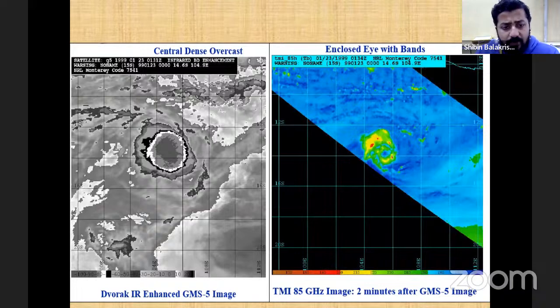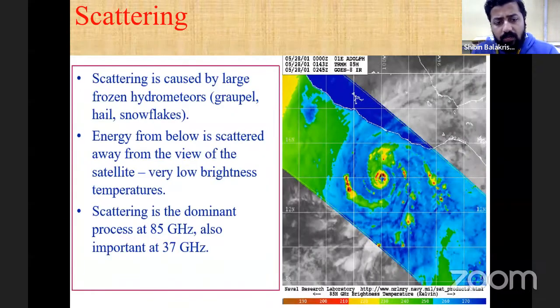This is just an example to show you the CDO pattern. I'll be discussing these patterns ahead. This is just to show you an enhanced IR image of a particular cyclone in 99, followed by your PM or passive microwave imagery from TMI, showing you the center or the area obscured in the previous image. So these are a few attenuation methods, I'll rather say, which affect the information which we are tapping from the satellite.